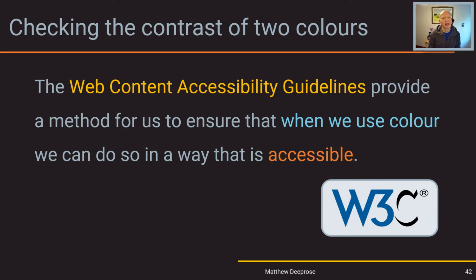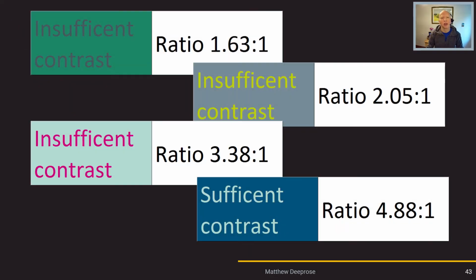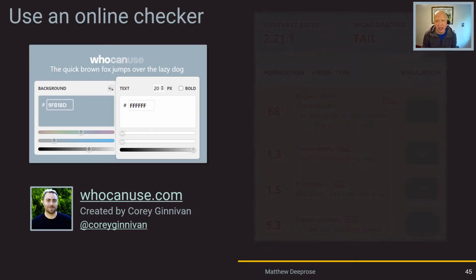Well, the Web Content Accessibility Guidelines provide a method for us to ensure that when we use color, we can do so in a way that is accessible. It involves comparing the relative luminance of the text color with the background color. The result is a contrast ratio that goes from 1:1 up to 21:1. The higher the number, the better. For text, we should aim at least for a 4.5:1 contrast ratio, and ideally higher.